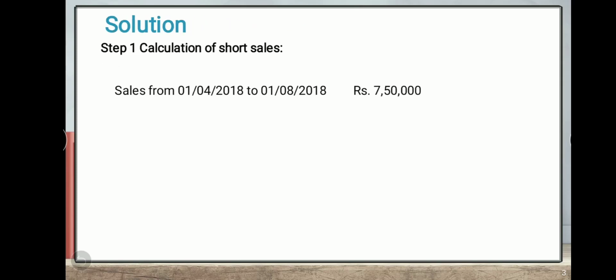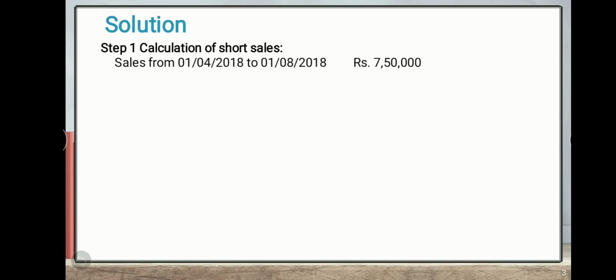So the first step is calculation of short sales. Firstly, we have to identify the sales for the previous year corresponding to the dislocation period. In the previous year, for the same period of dislocation, sales is 7,50,000.